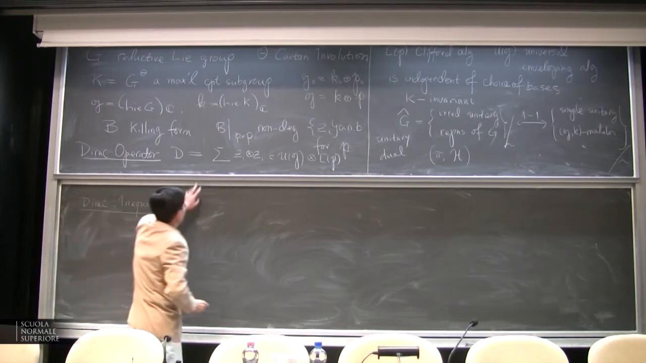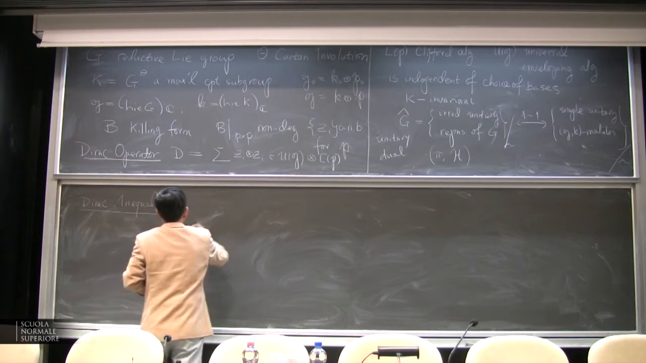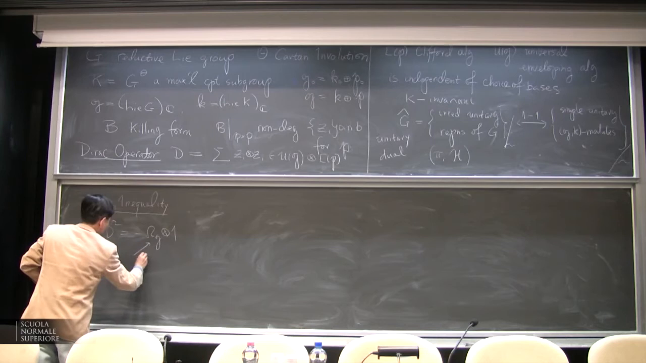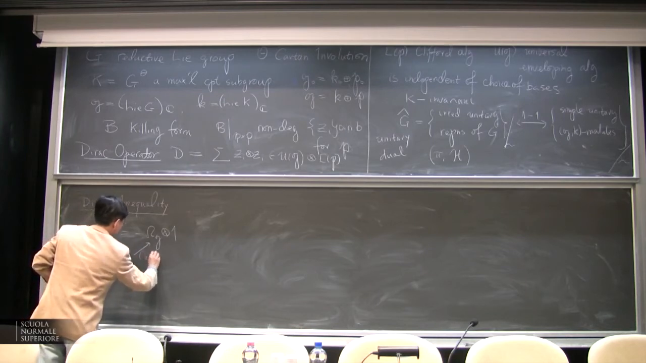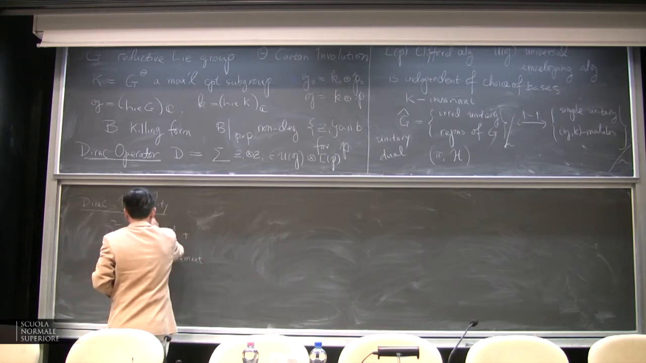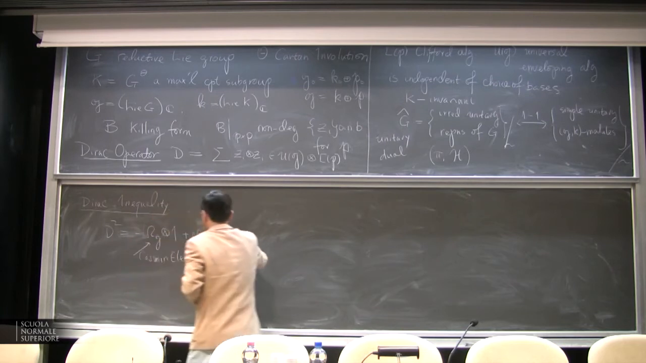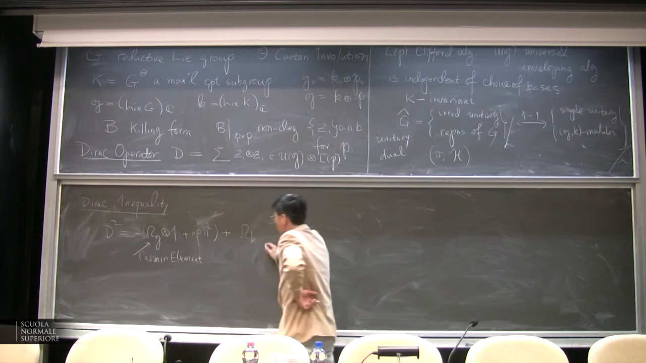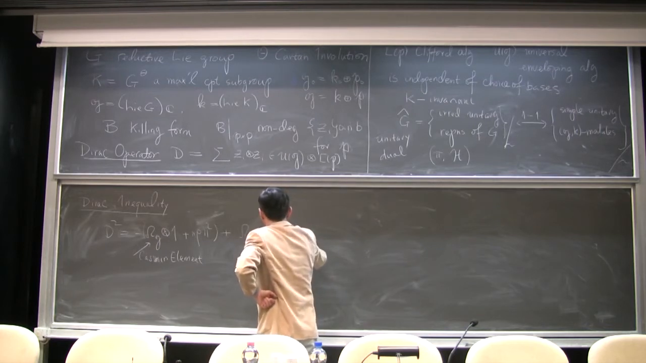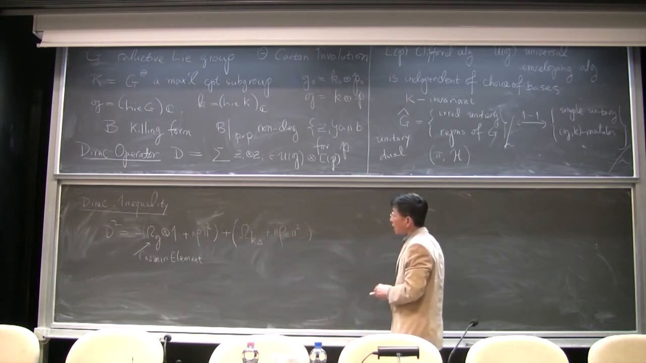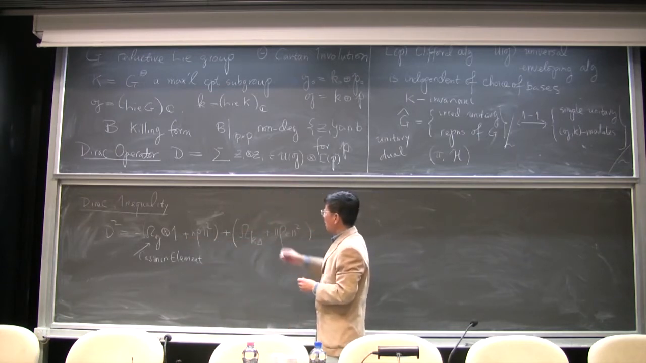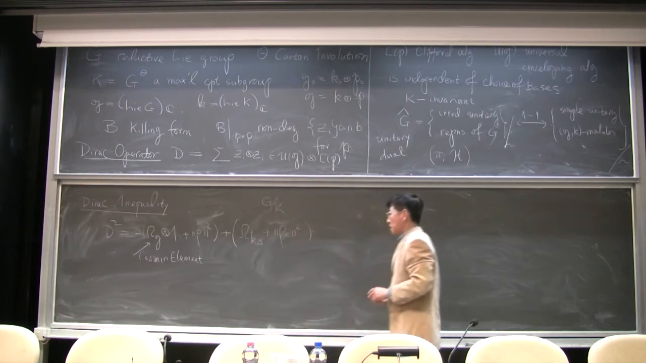So what is this? The D defined here has a nice property. D squared is equal to the Casimir, plus some scalar, the rho squared, and plus the Casimir element of K. But this K is diagonally embedded into here, with the rho of the C. This is half the sum of all the positive roots. So that justifies why we call this Dirac. It's like a Laplacian associated with the symmetric space modulo K.